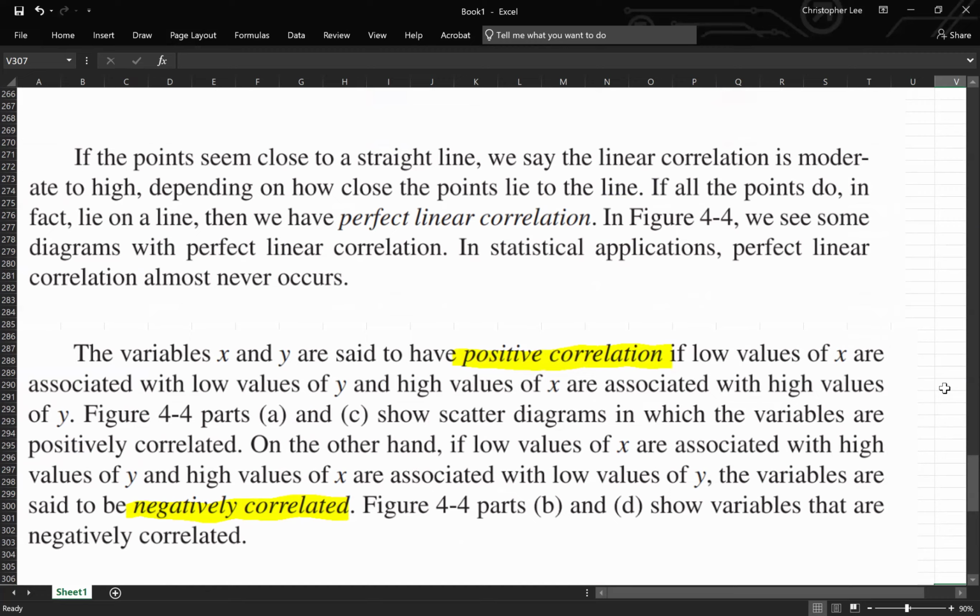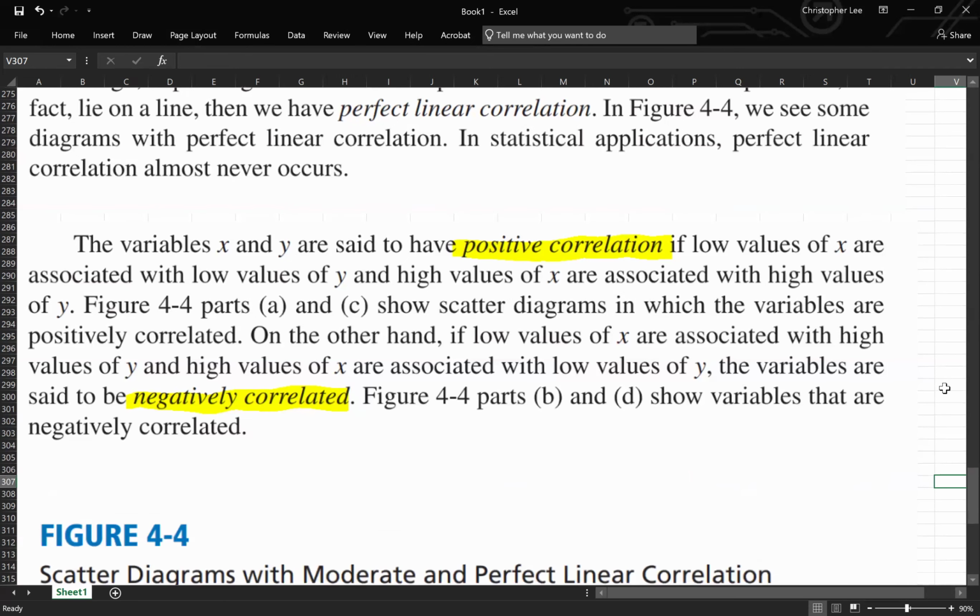correlation. So the variables x and y are said to have positive correlation if low values of x are associated with low values of y and high values of x are associated with high values of y, right? This next figure in A and C show scatter diagrams in which the variables are positively correlated. On the other hand, if low values of x are associated with high values of y, and high values of x are associated with low values of y, the variables are said to be negatively correlated. And then example B and D is going to show you that.